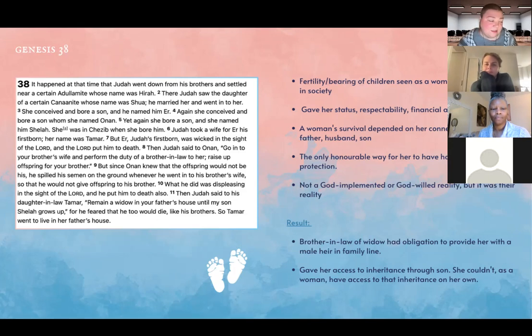And this is why there existed this custom where if a wife became a widow, it was considered the obligation, the responsibility of one of the dead man's brothers to then impregnate her and give her an heir. This would give the widow access to the inheritance that would have been given to her dead husband. She couldn't, as a woman, have access to that inheritance on her own. She would basically have to mother a son and then gain access to it through him.